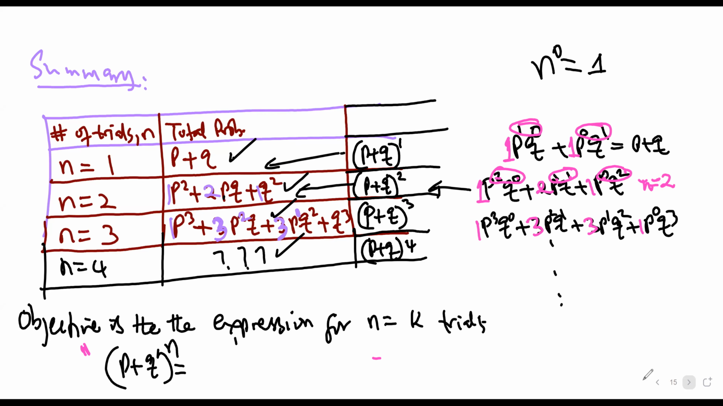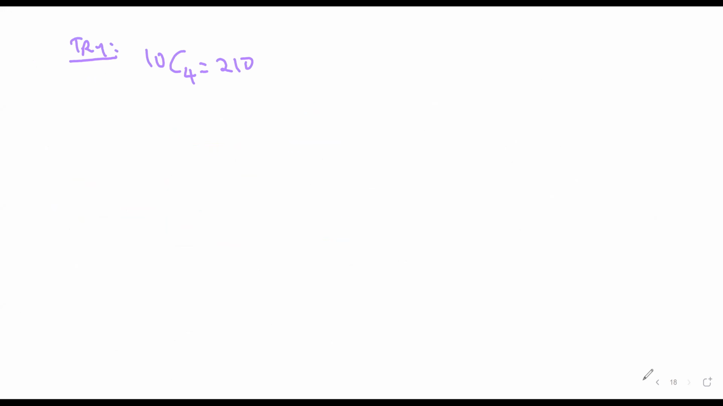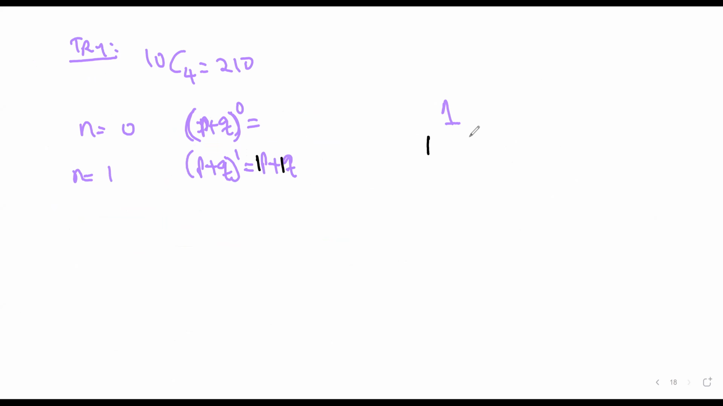So let me give an illustration of how the Pascal's triangle looks like. When n is equal to 0, we're talking about p plus q power 0, that is equal to 1. When n is equal to 1, we're talking about p plus q to the power 1, which is p plus q. So the Pascal's triangle only contains the coefficients of the terms. So the coefficient here is 1 and here it is 1. So this is 1 and 1.